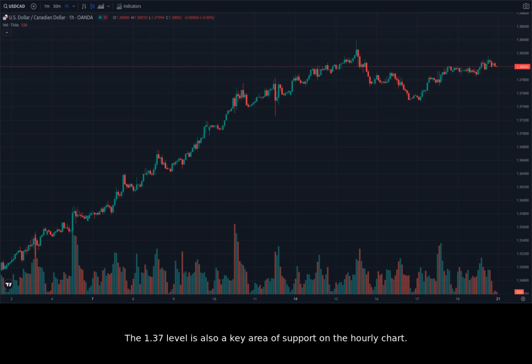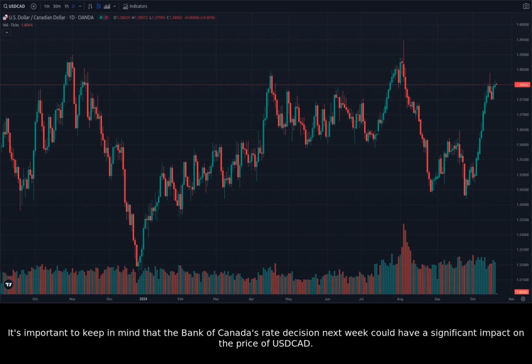The 1.37 level is also a key area of support on the hourly chart. If the price breaks below this level, it could signal a bearish move toward the 1.36 level. However, if the price manages to hold above 1.37, it could signal a move towards the 1.38 resistance level. It's important to keep in mind that the Bank of Canada's rate decision next week could have a significant impact on the price of USDCAD.